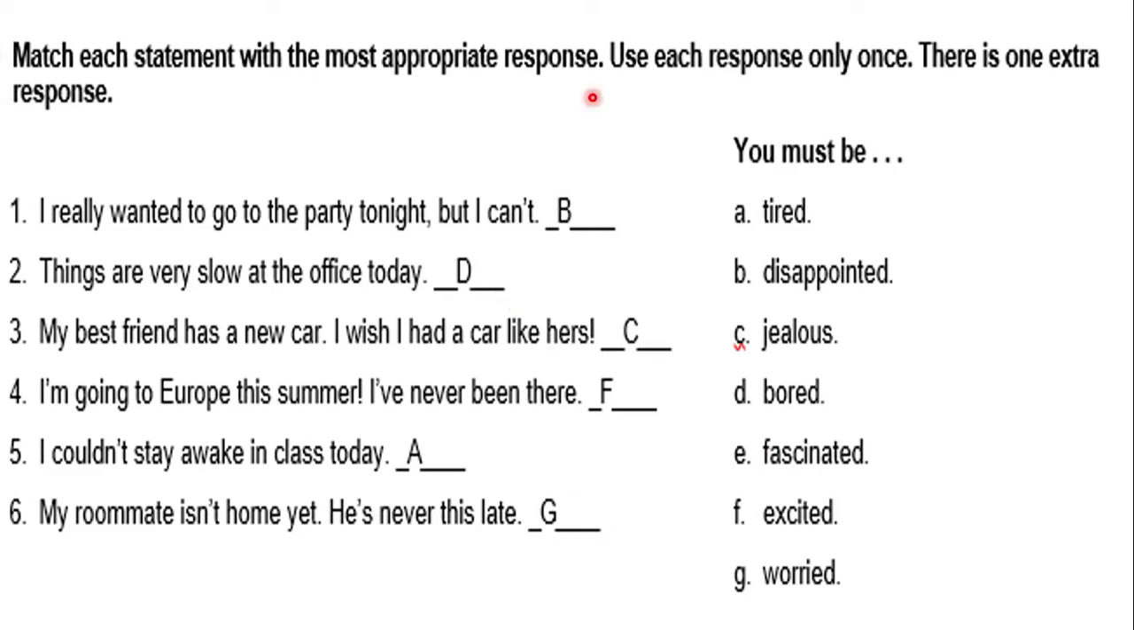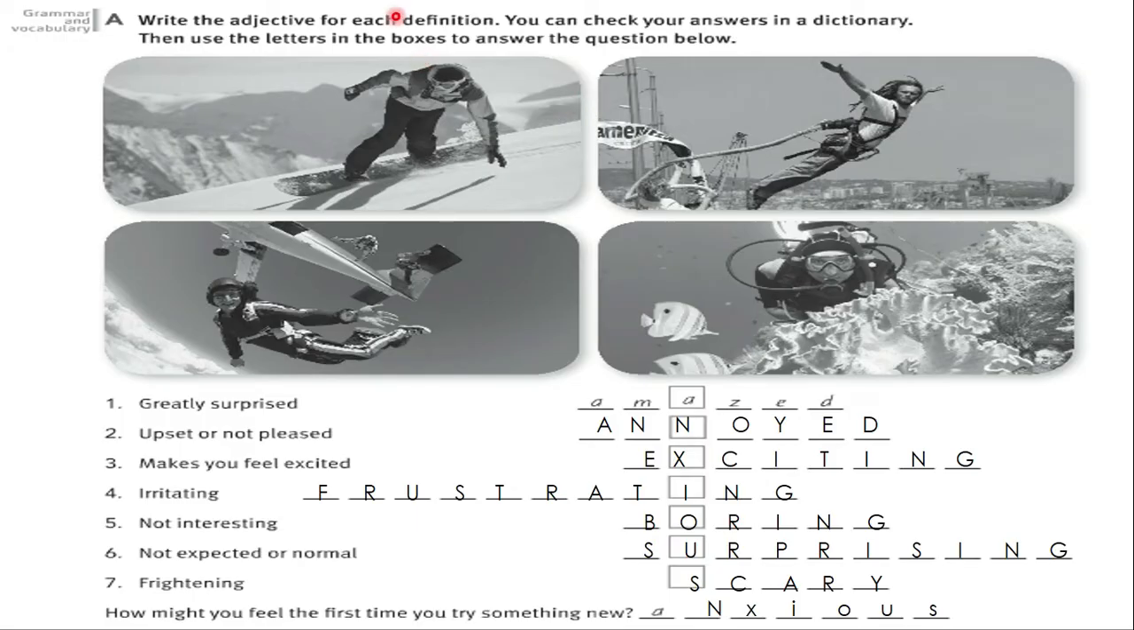So this is vocabulary. Write the adjective for each definition. So look, greatly surprised, it means amazed. Maravillado, sorprendido. Upset or not pleased, o sea, triste y no complacido, it means annoyed, molesto. When something makes you feel excited, it means exciting. Something is exciting. For example, a trip is exciting. Irritating means frustrating, frustrante. For example, this situation is frustrating. You are a frustrating person.